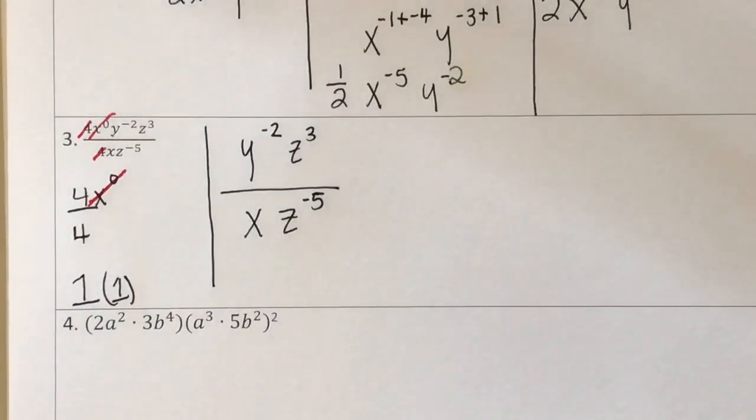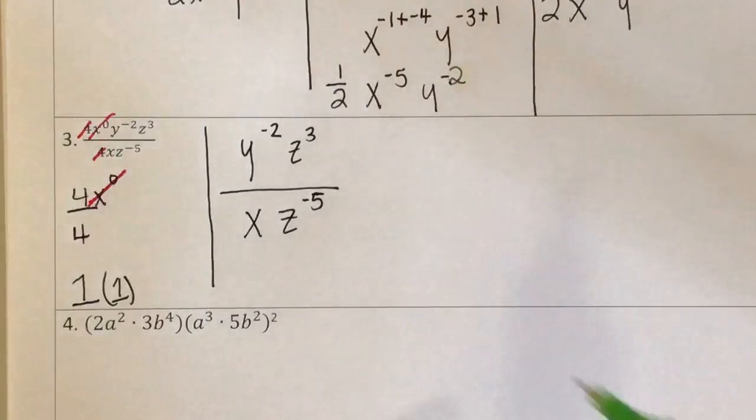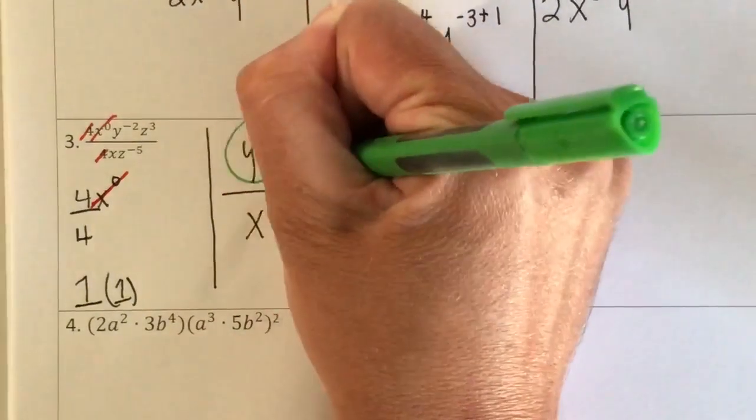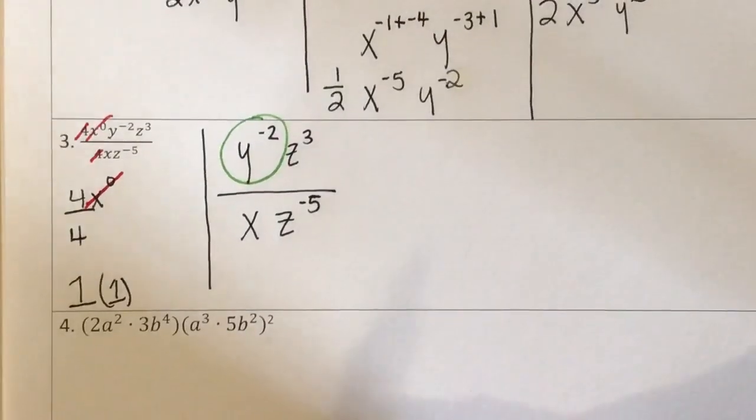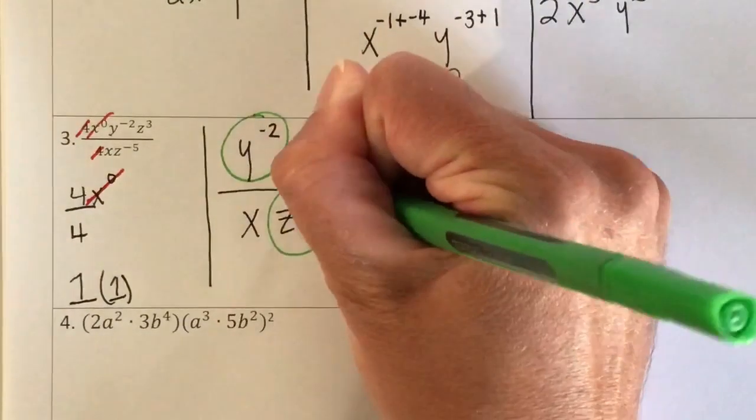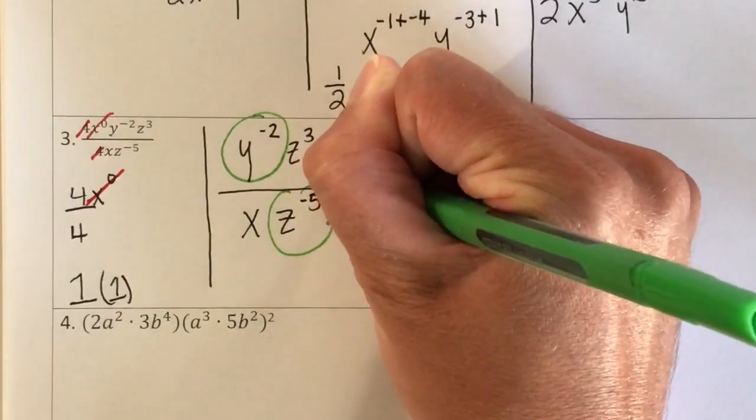Now I have some options. I'm going to go about this one a little different. Typically I would subtract my exponents, but maybe in this case I want to get rid of my negative exponents first. Well, remember, anything that has a negative exponent, you have to move it to lose it. So y to the negative 2 is going to move to the bottom, and z to the negative 5 is going to move to the top.